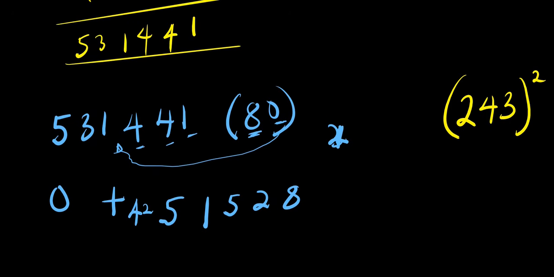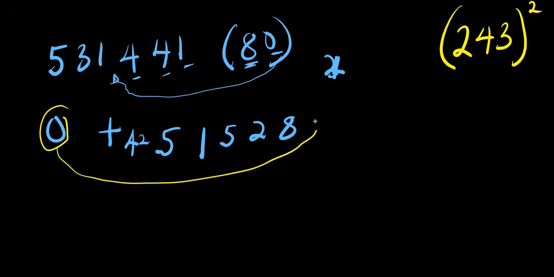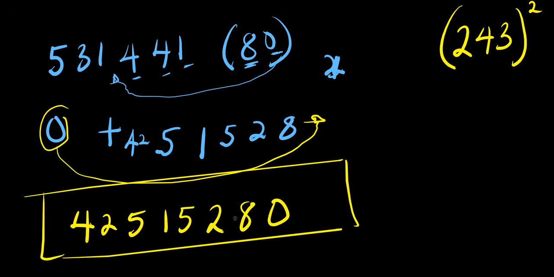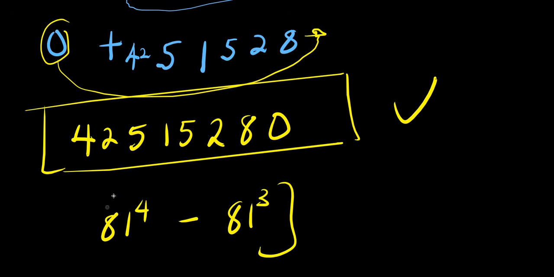So at the end, we are going to add this together. This 0 here, we are going to bring it here. So we now have 42,515,280, with the 0. So this becomes our final answer. Then that is it for 81 to the power of 4 minus 81 to the power of 3.